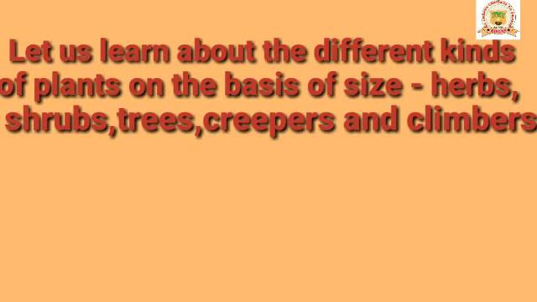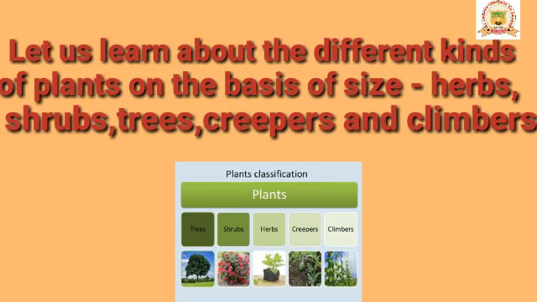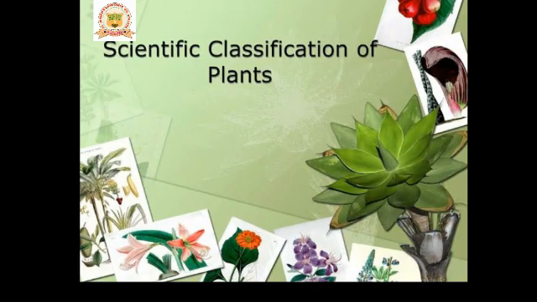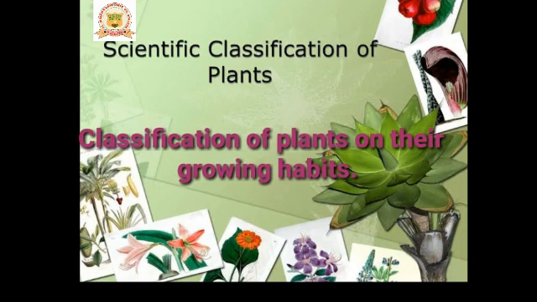Let us learn about the different kinds of plants on the basis of size: herbs, shrubs, trees, creepers and climbers. Now children, I will explain this part. So listen. Classification of plants is mainly based on several factors, and it can be further classified based on their height, tenderness of stem, branches and their life cycle. In this lesson, let us know the details about the classification of plants based on the growing habits.